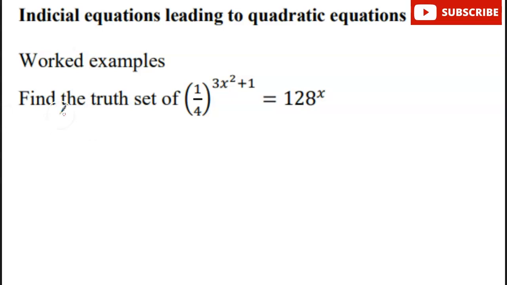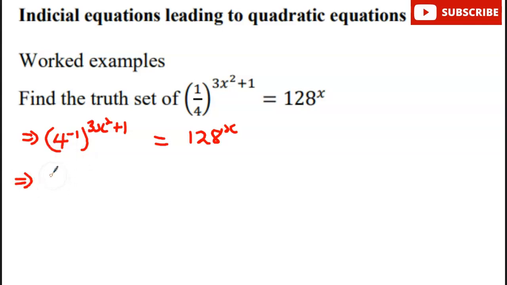So 1/4, we can write this as 4 raised to the power minus 1, all raised to the power 3x squared plus 1, is equal to 128 raised to the power x. Now the bases are 4 and then 128. Can we express 128 in terms of 4? No. So then we look for a number in which we can express these bases. It's an even number, so let's try 2.